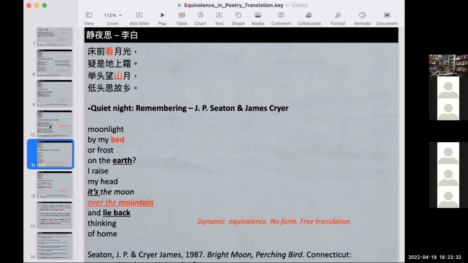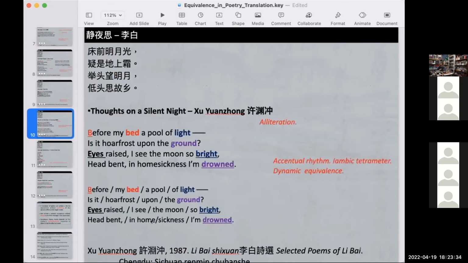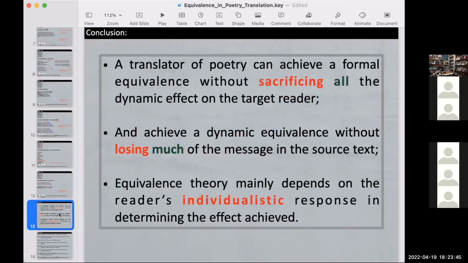Like the example I gave here, I said this translation by Xu Yuanchong is perfect in terms of rhythm, but in terms of language, is it perfect? Is it natural or not? It depends on the reader, okay?